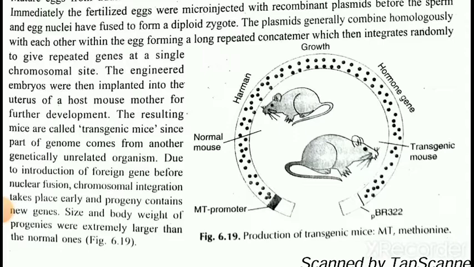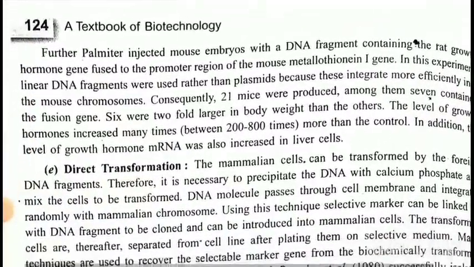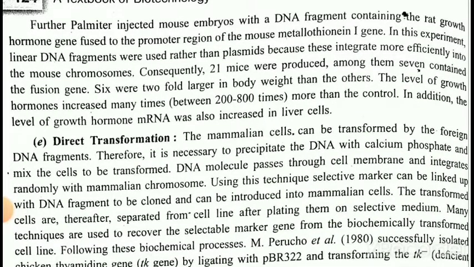Size and body weight of progenies were extremely larger than the normal ones. Figure 6.19. See the figure. Figure 6.19. Production of transgenic mice. MT, metallothionein.